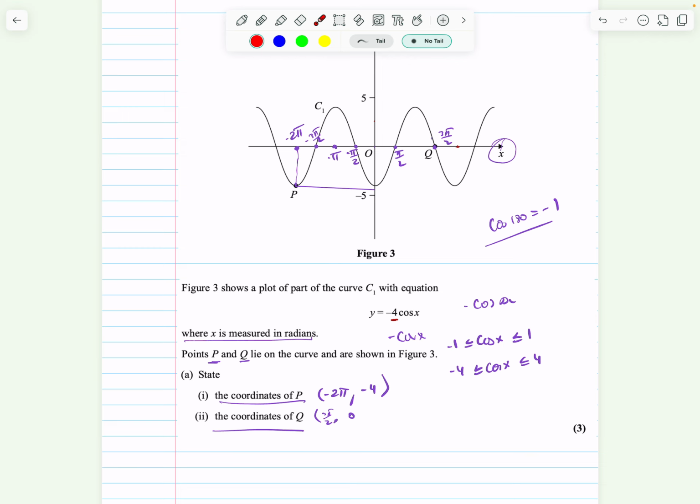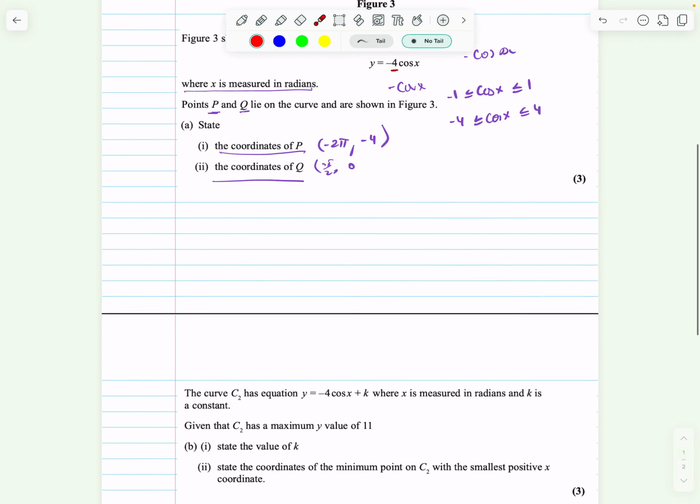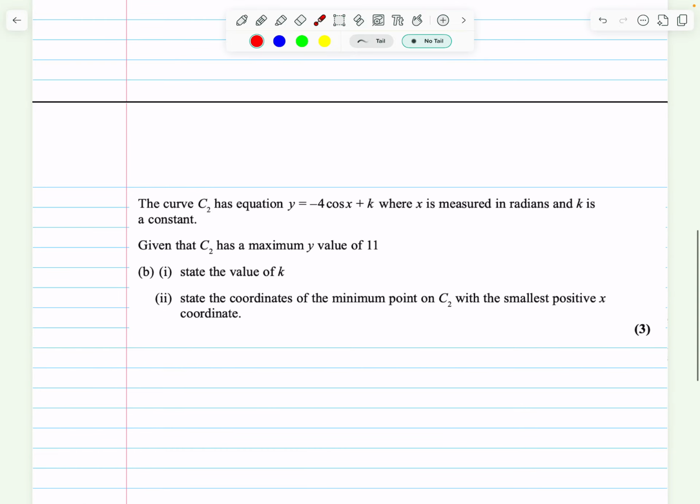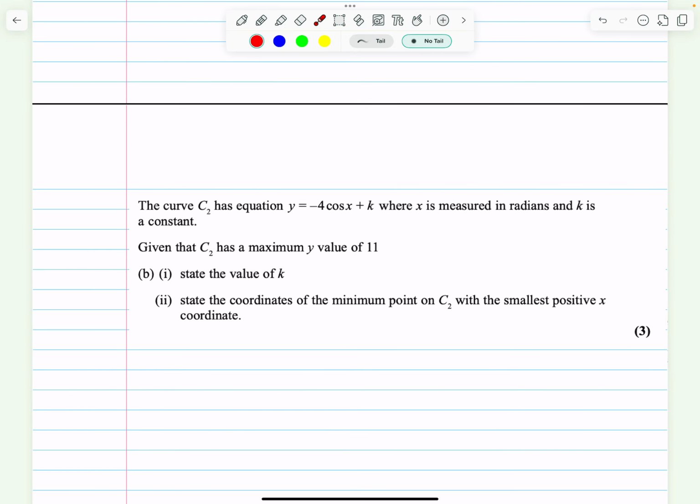For me, it's from nothing, okay? It's very simple. All right, here's the thing. The same graph, the same equation, which is -4 cosine x plus k, where x is measured in radian, k is a constant. Given the C2, when you sketch it, obviously there will be up and down shift. It depends on the k value. It gives us the maximum value of 11.